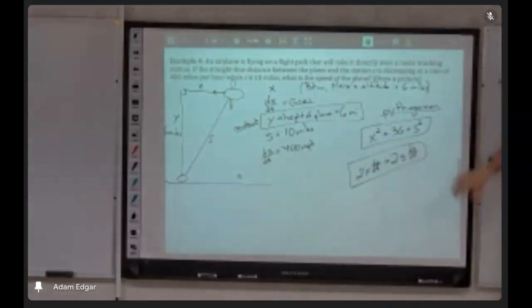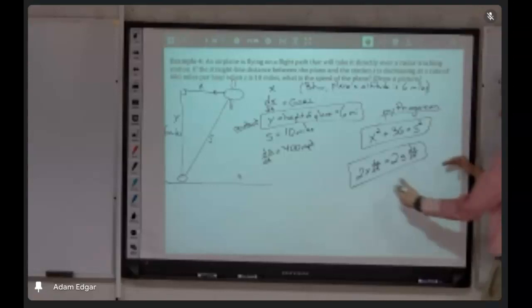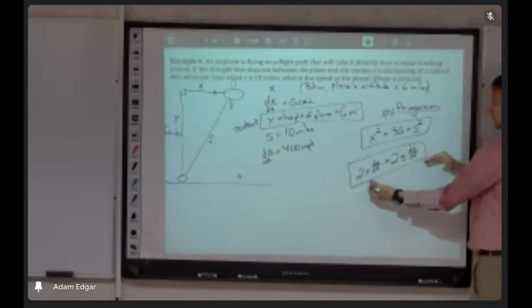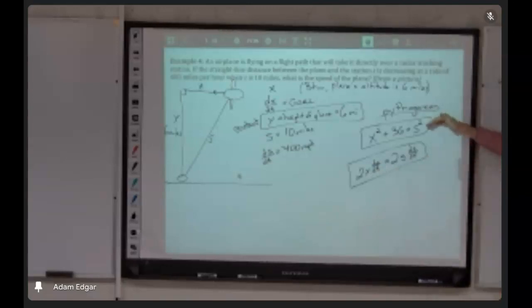So at this point, you would fill information in down here. You would see, oh, I don't know what X is right now. Plug 10 into your Pythagorean theorem, solve for X, and then you'll be able to solve.